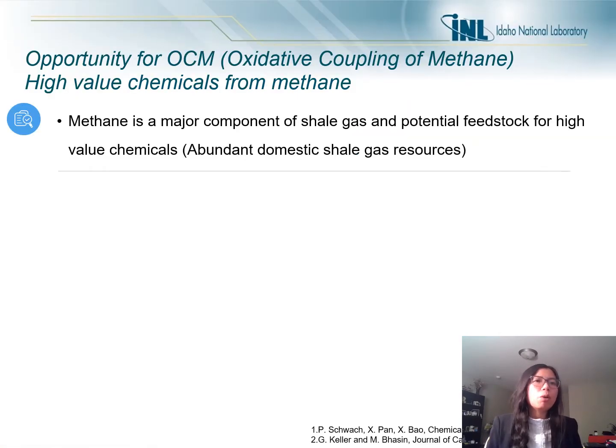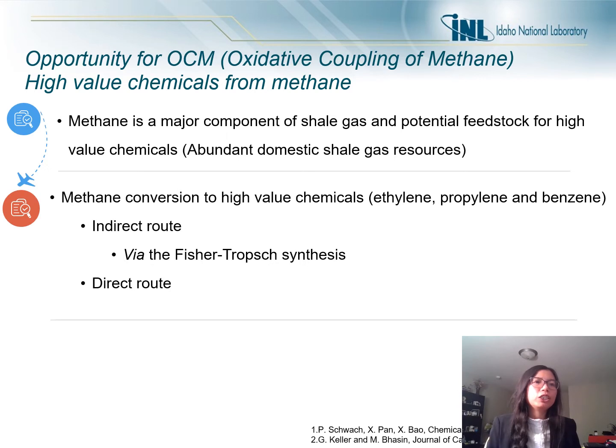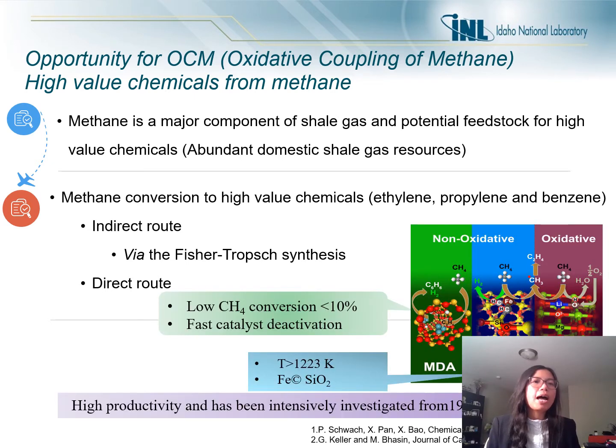Methane is a major component of shale gas and can be used as feedstock for high-value chemicals like ethylene, propylene, and benzene. We have abundant domestic shale gas resources. There are different ways to transform methane to ethylene, propylene, and benzene. As indicated, OCM shows high productivity in transforming methane to ethylene. This research has been intensively investigated since the 1980s.